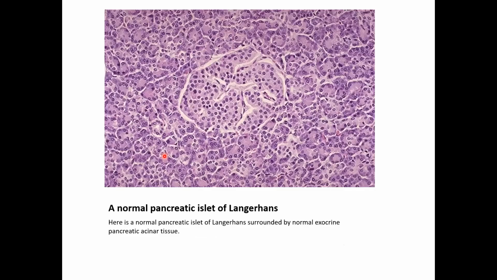We come to the islets of Langerhans. This is the normal structure of the islet of Langerhans. This is the normal surrounding pancreas. This is the islet cells, the normal exocrine pancreas, and these are the normal islet cells, which give different components, beta cells and other cells, mainly the beta cell, which secretes insulin.